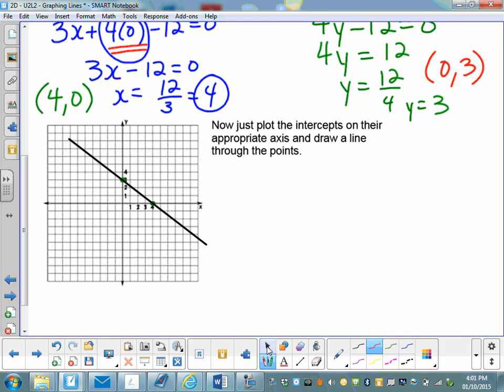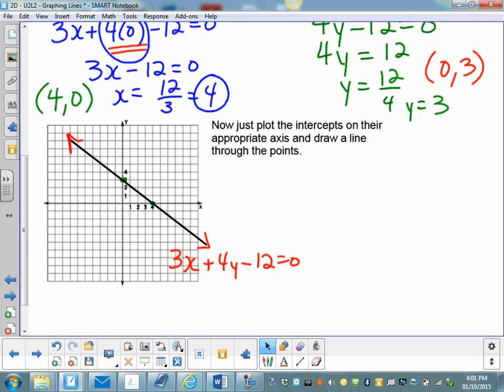When we draw lines on a graph, we really should put arrowheads on the end to show that that line keeps on going. And if I was going to label this line, I can just write the equation that line came from. So that line is the line of 3x plus 4y minus 12 equals 0.